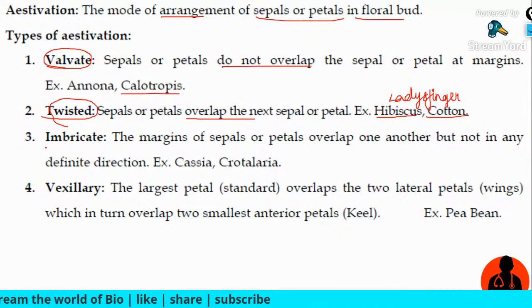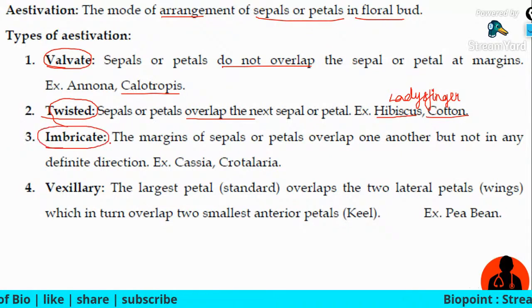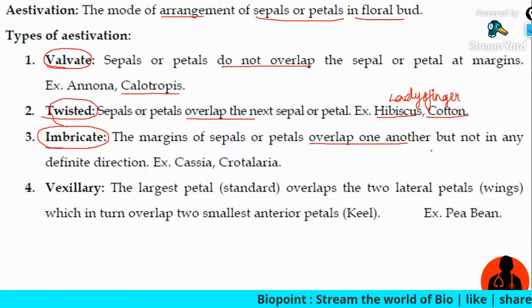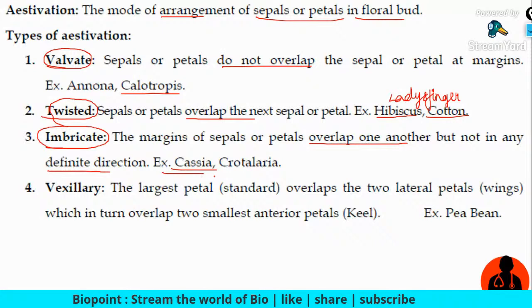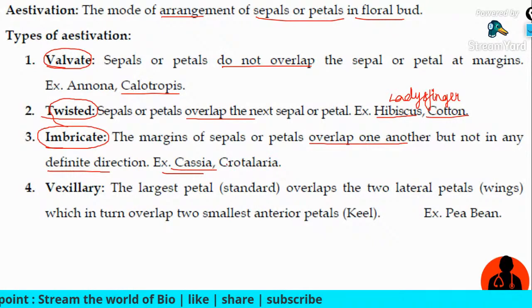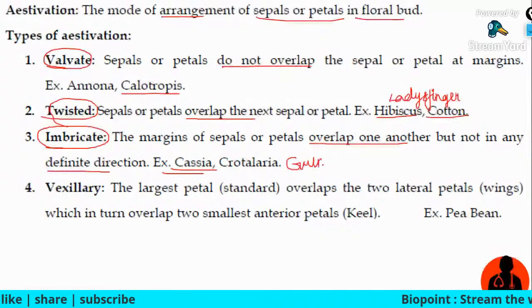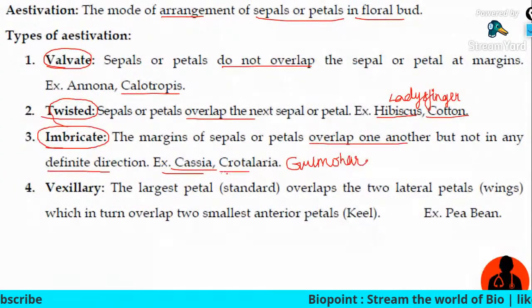Third one is the imbricate aestivation. The margins of sepals or petals overlap one another but not in any definite direction. For example, cassia. NCERT example is gul moher, and you will have all those things.